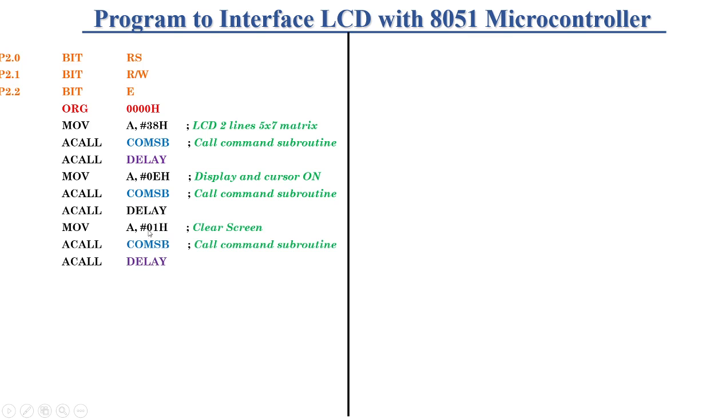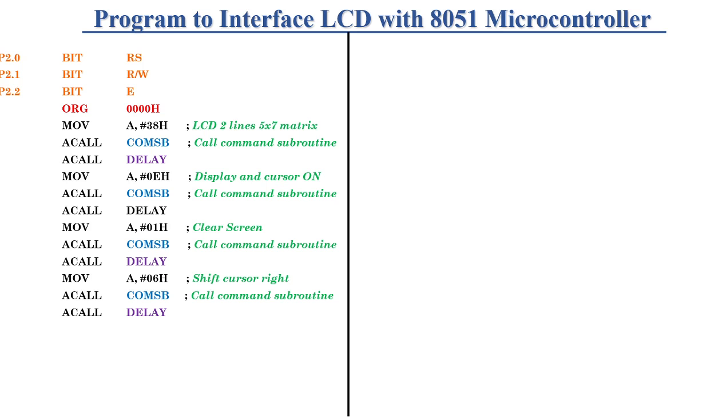Move A, #01H. This command is used to clear the screen. If some data is given to the LCD, or we have written some data to the LCD, that data must be cleared. So to clear that screen, we give the command 01H. Again, using the instruction ACALL COMSB, we call the command subroutine and we call the delay.